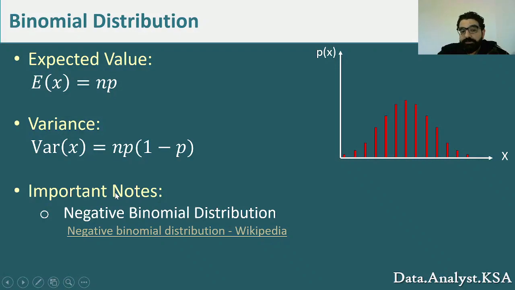An important note is something that is very related, which is called the negative binomial distribution. I'm not going to go into it in detail, but the negative binomial distribution is if I want to count the number of failures, including the last failure, until a success happens. So let's say I want to calculate how many shots I expect before the first goal is scored, and you can look up the negative binomial distribution on Wikipedia.